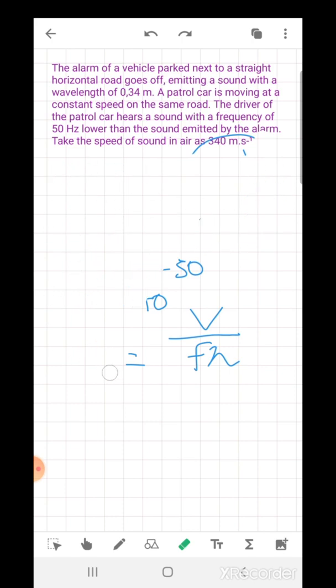Okay, so it says the alarm of a vehicle parked next to a straight horizontal road goes off, emitting a sound with a wavelength of 0.34 meters. A patrol car is moving at a constant speed on the same road. The driver of the patrol car hears a sound with a frequency of 50 hertz lower than the sound emitted by the alarm. Take the speed of sound in air as 340 meters per second. Even if they don't specify, just remember that the speed of sound in air will always be 340.